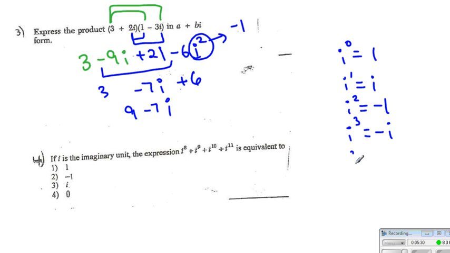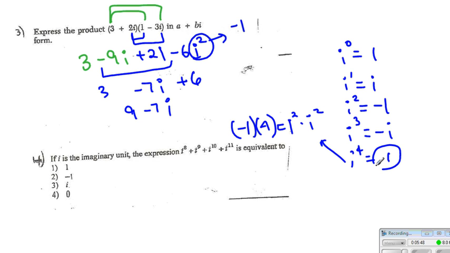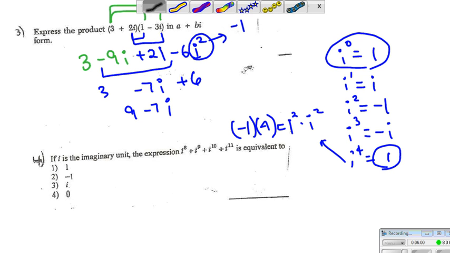And i to the fourth, in fact, is equal to i squared times i squared. But each i squared is equal to -1, so this will be equal to -1 times -1, which will simply become 1. But you will notice that 1 has repeated from the original. And then i to the fifth power will go back to this one. So in fact, what's very, very important for us to do is memorize the sequence.